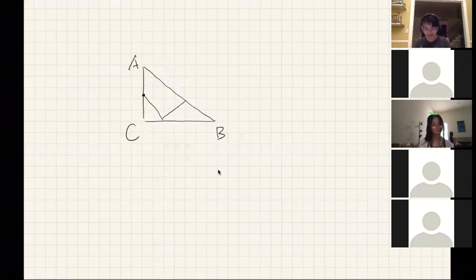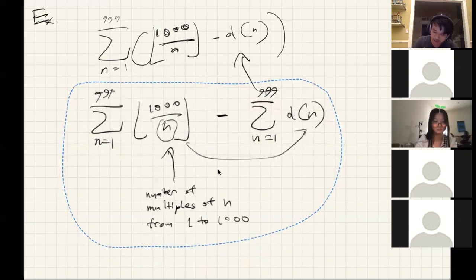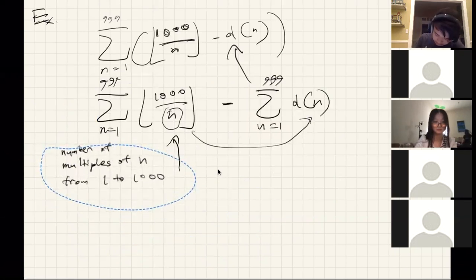Oops, sorry. What the heck? Sorry, my app glitched.